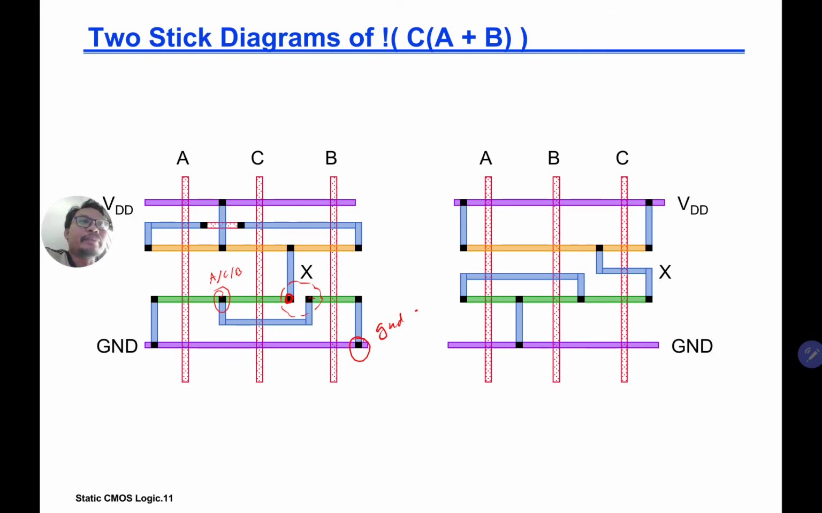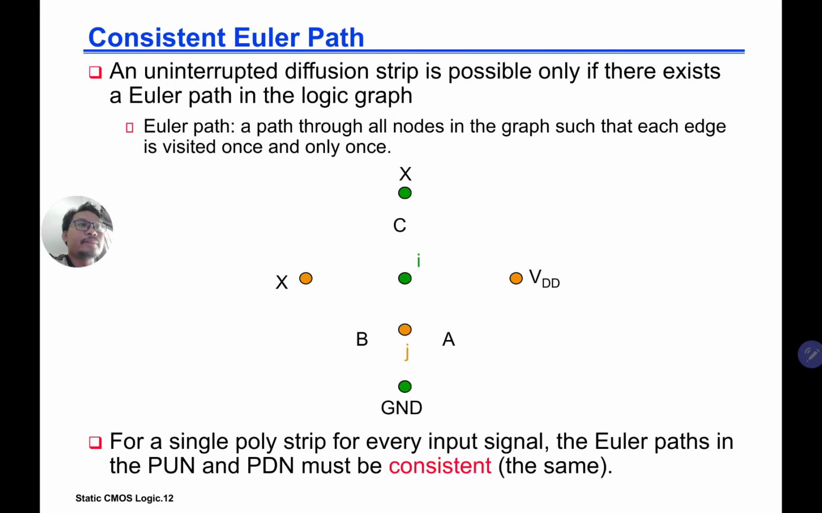So basically we can have multiple different sequences of inputs, and each will give a different kind of layout, and which layout is better, it must conform to the Euler path. An uninterrupted diffusion strip is possible only if there exists a Euler path in the logic graph. So what is the Euler path? A path through all nodes in the graph such that each edge is visited once and only once.